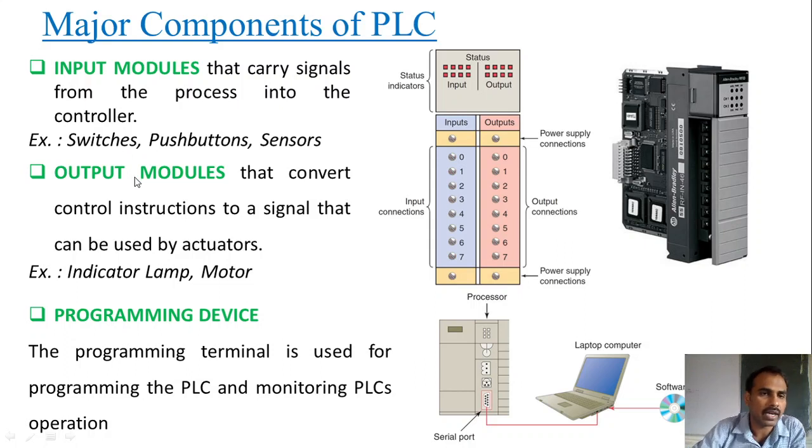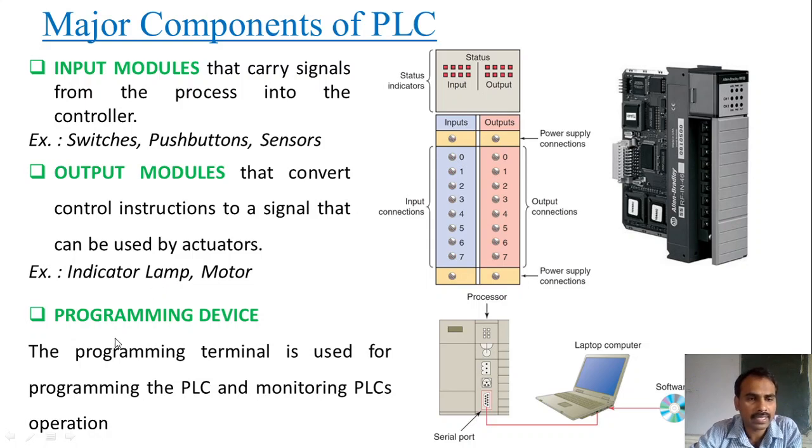And the next, an output module. The output modules work in reverse to the input modules. Output modules will send a signal received from the PLC to the actuating devices. Some examples of actuating devices you can see here are an indicator lamp, a motor, or a pump. So these are some of the output devices. These devices will receive a signal from the PLC and then they will work.